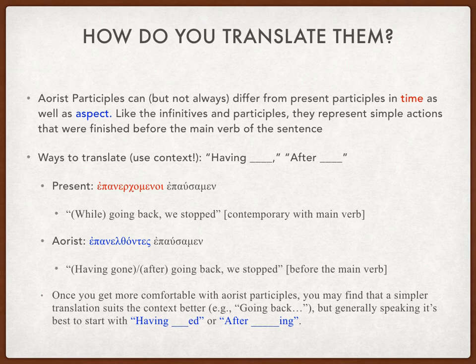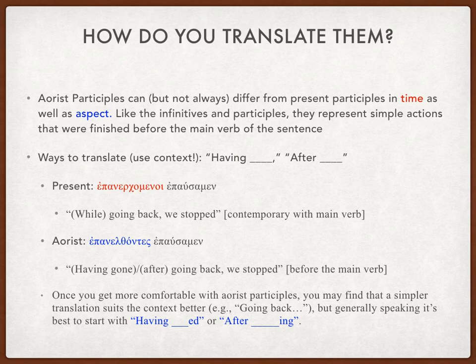Epanerchomenoi epausamen. That's an aorist form of "to stop." The way I translate that is either "while going back" or just simply "going back, we stopped." The present participle means that it's happening at the same time as, or contemporary with, the main verb.